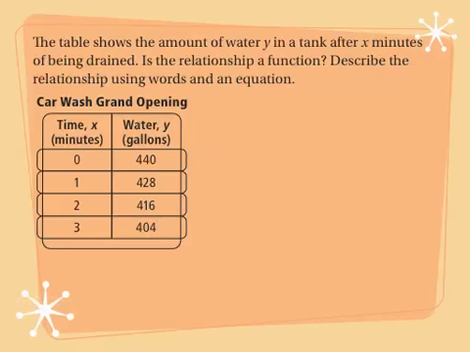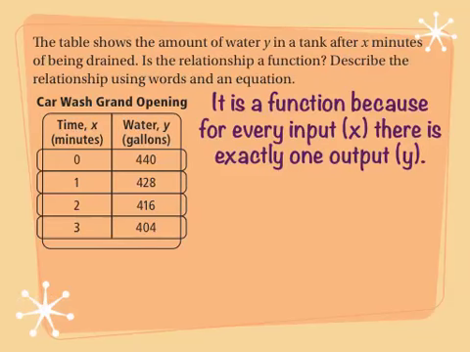So for X equals 0, I have 440. For X equals 1, I have 428. For X equals 2, I have 416. For X equals 3, I have 404. So for every X value, I have one Y value. That is good. Now, I can say that this relationship is a function, okay? It asks me to describe the relationship using words and write an equation.